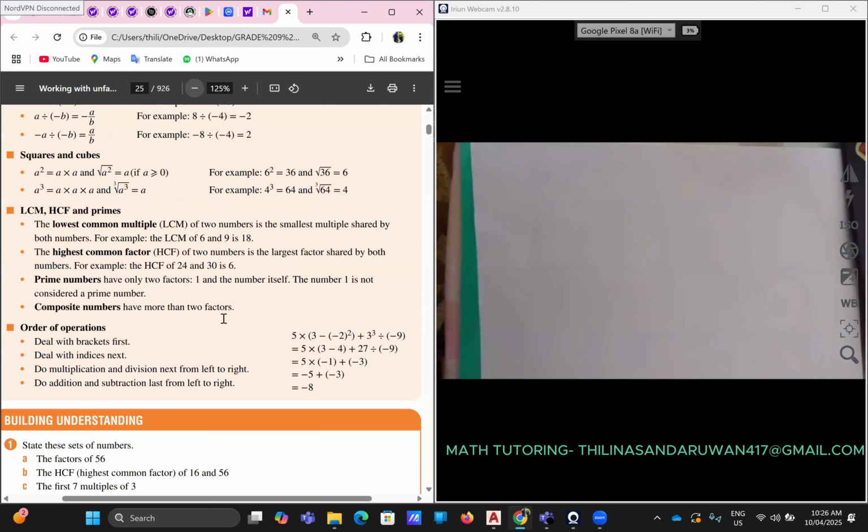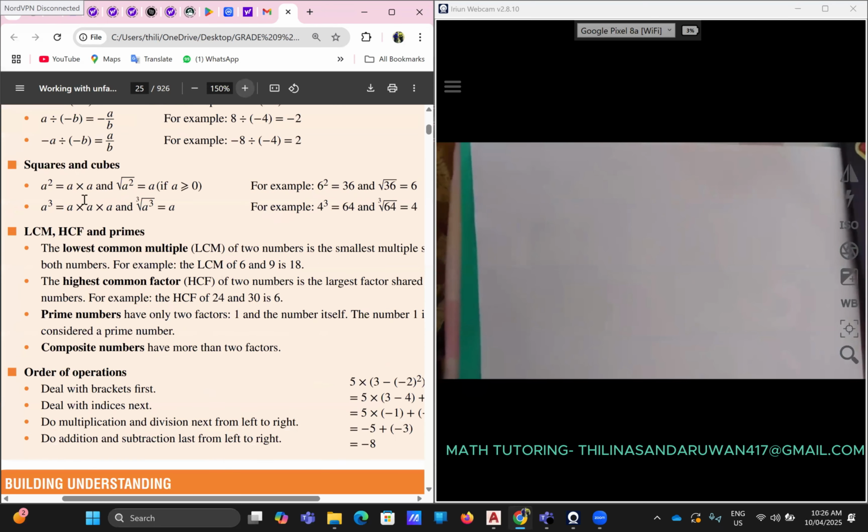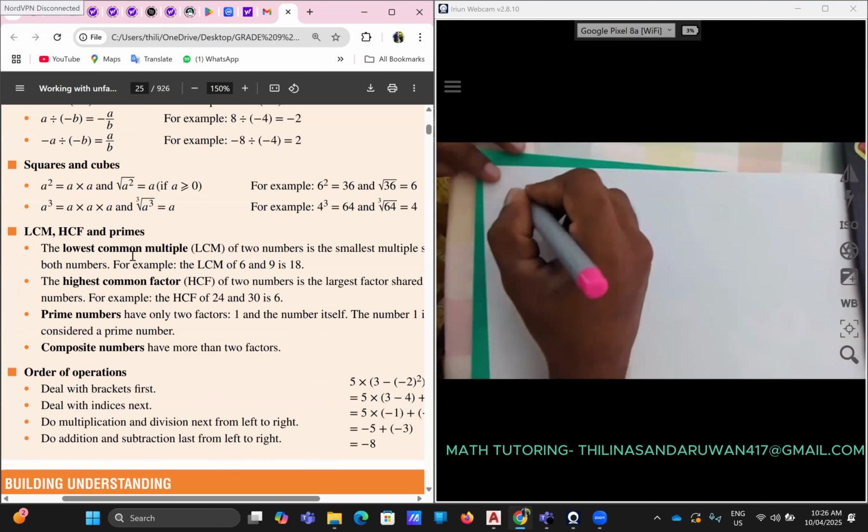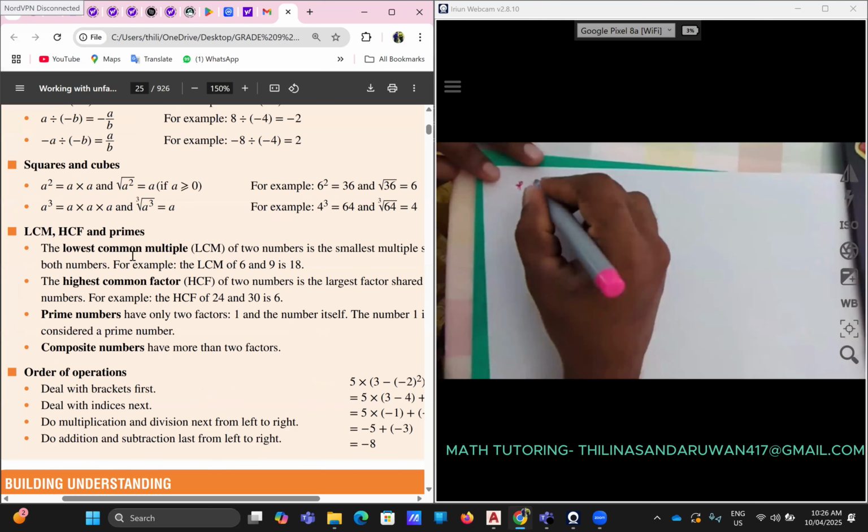And then the next point is LCM and HCF and primes. Okay, let's first quickly go through LCM. What does LCM mean? LCM means lowest common multiple. Okay, we will quickly go through it with an example.